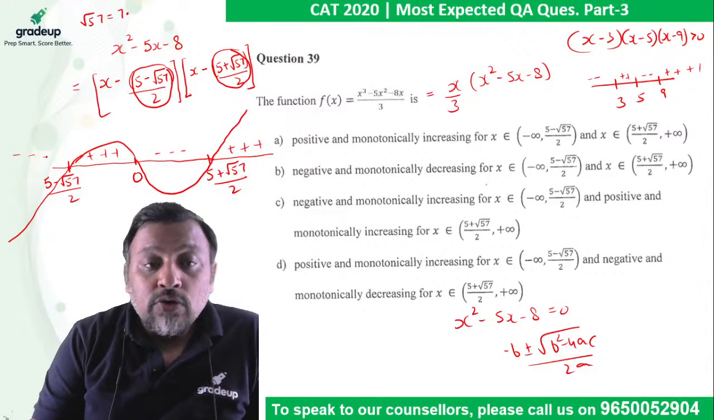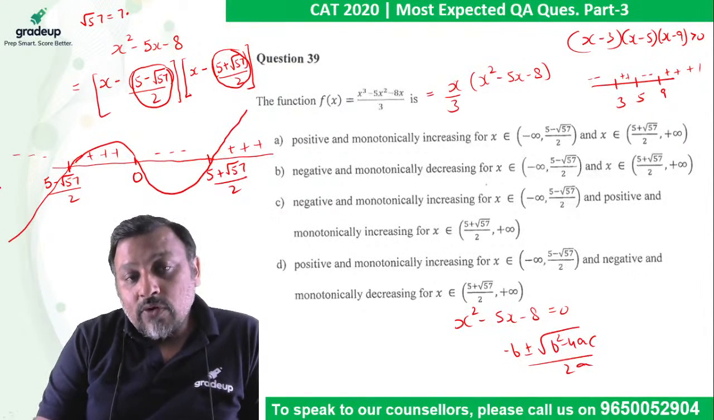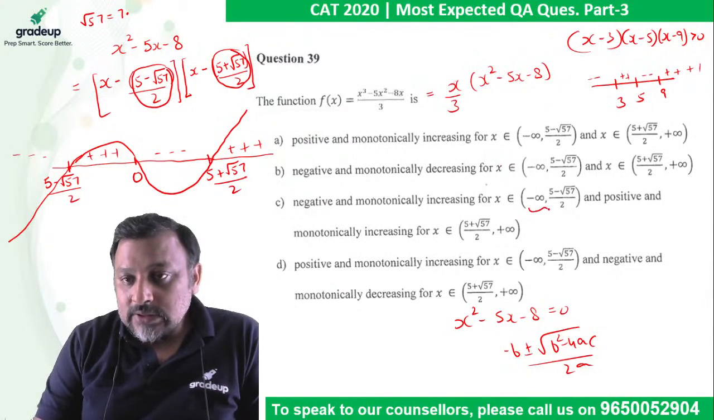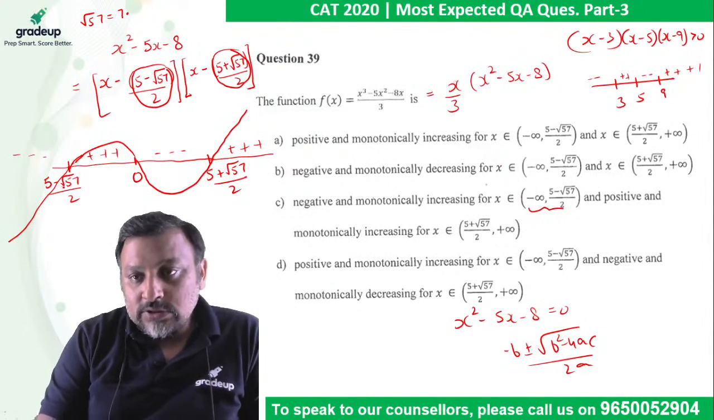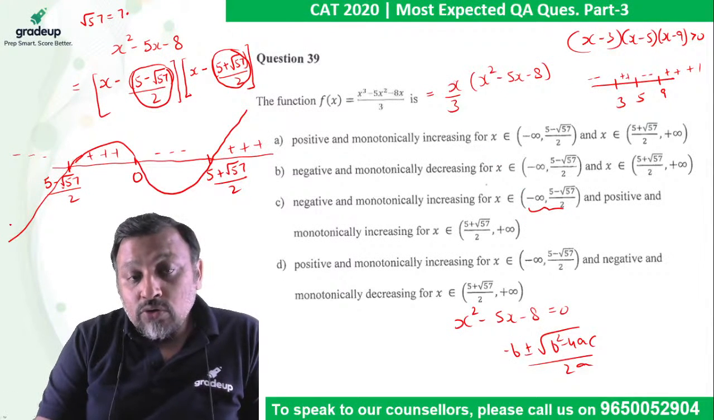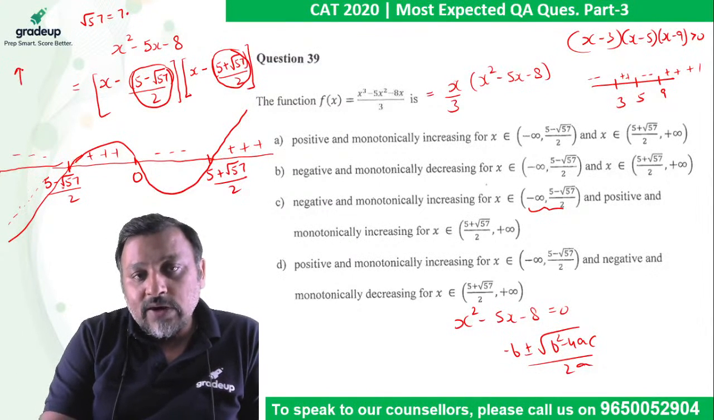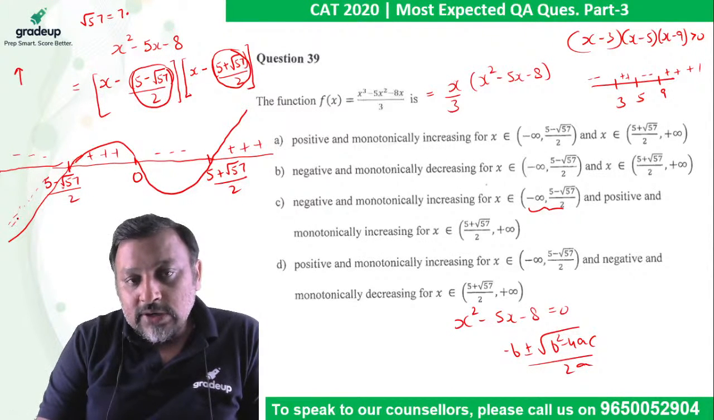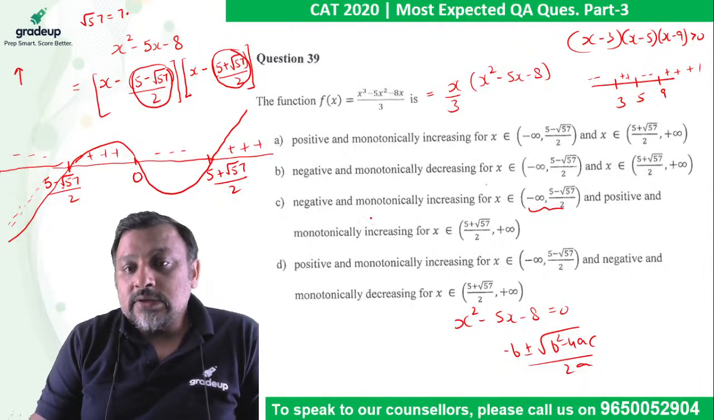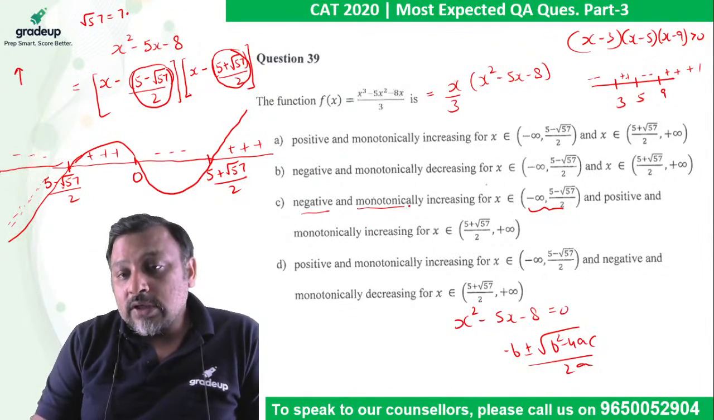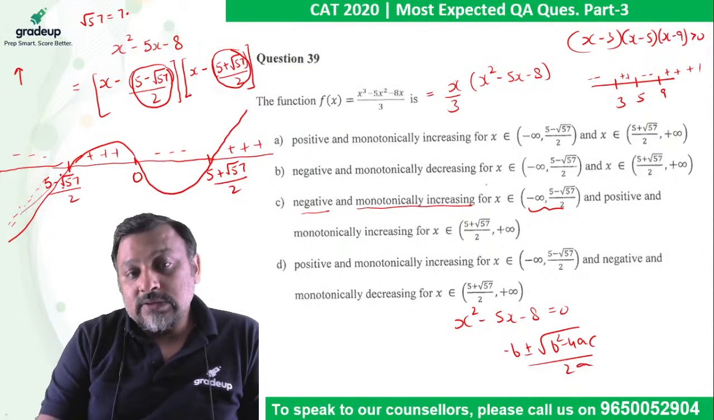Okay. So you can see that if I move from minus infinity to this point, the value is negative, since it is below the x-axis, but the value is constantly increasing. If it is moving upwards, that means increasing. So it is negative but monotonically increasing in this region.